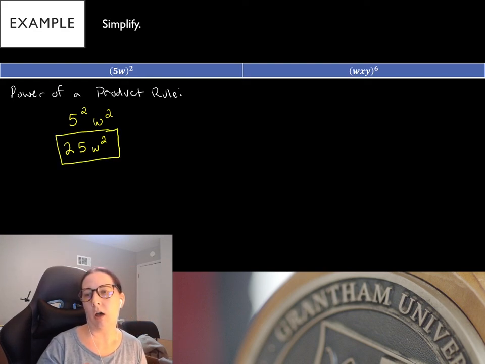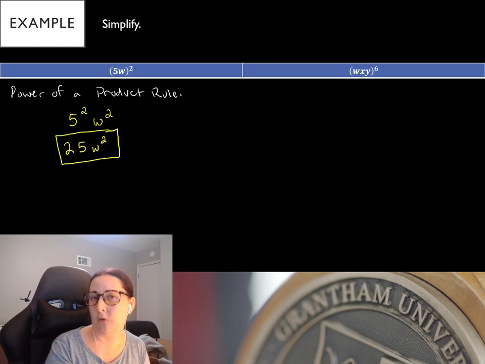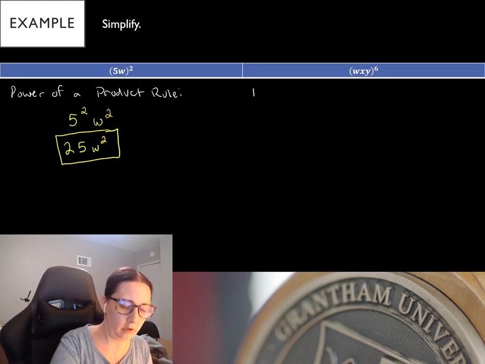So the power of a product rule, not so bad. It's pretty straightforward there. And then an example on the right, I've got w, x, y, and the whole thing is to the 6th power. So we've got 3 things multiplied in the parentheses, but the rule is the same. We're still going to use that power of a product rule. So I'm going to again write that down.